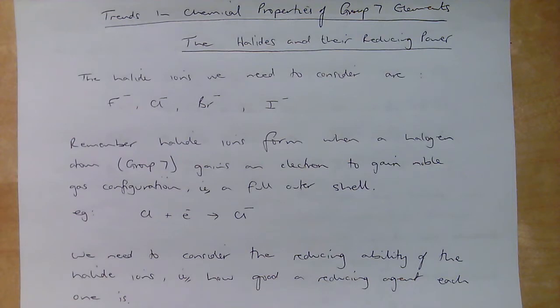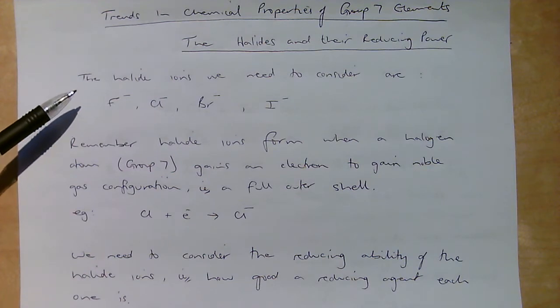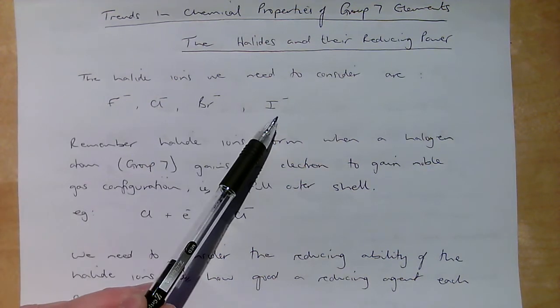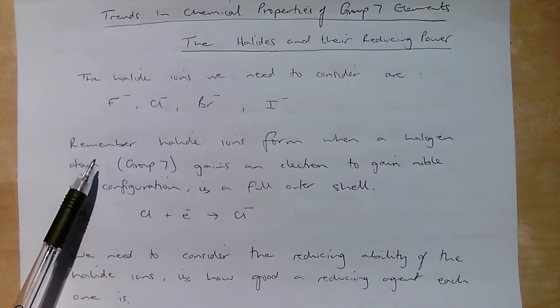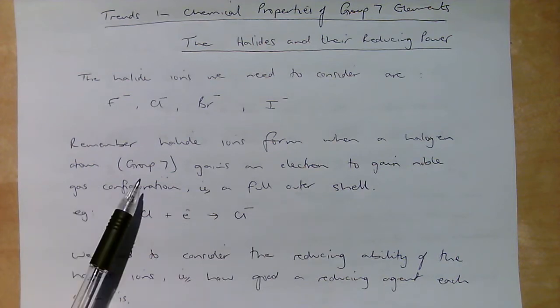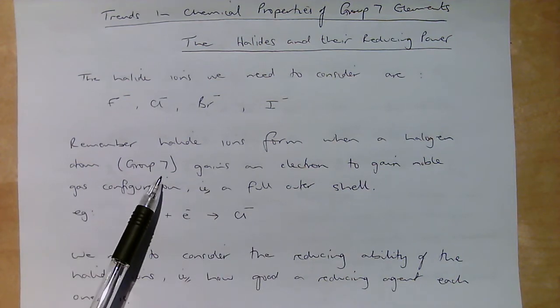Today we're going to have a look at trends in chemical properties of group 7 elements, but in particular the halides and their reducing powers. The halide ions that we need to consider are the fluoride ion, the chloride ion, the bromide ion and the iodide ion.